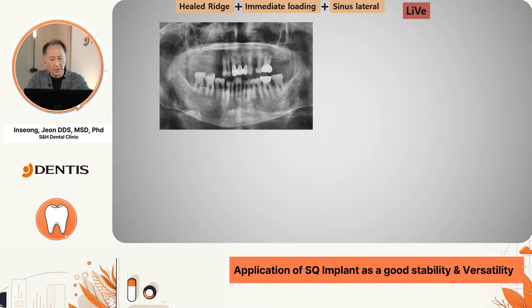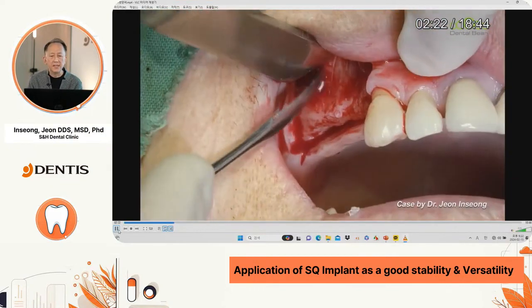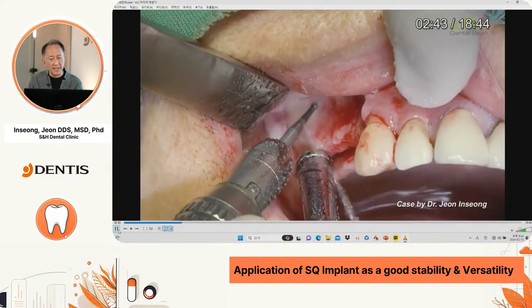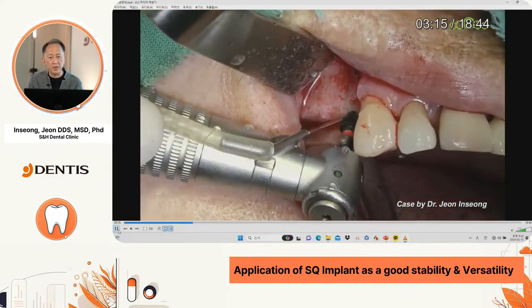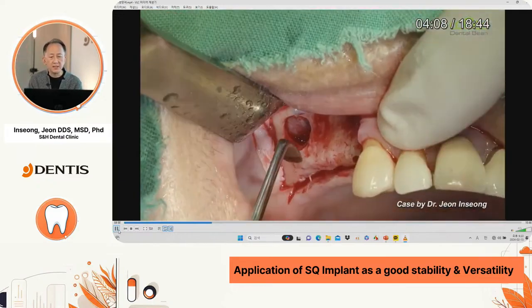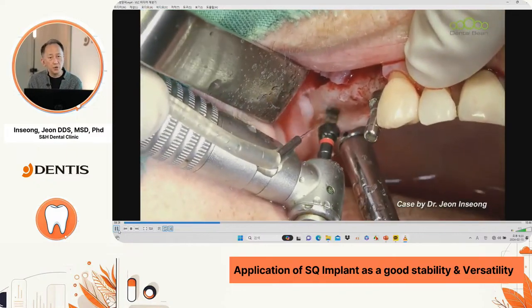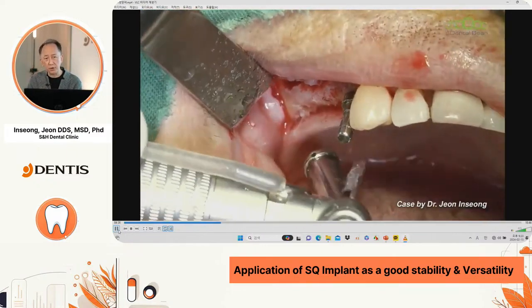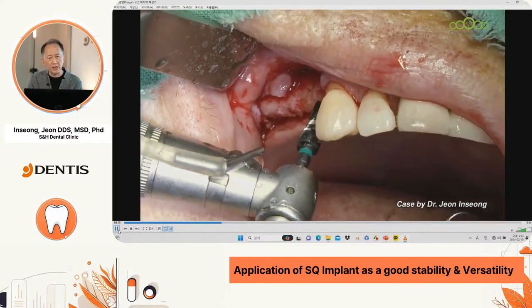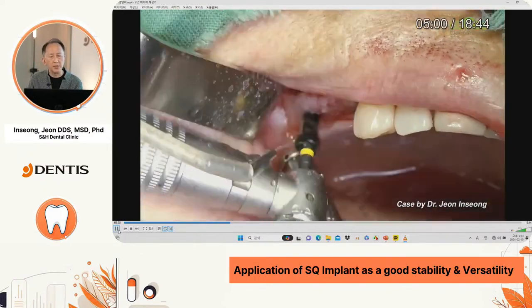Okay, I start the surgery. Upper right side, I will place 3 implants here. At this time, I raise the flap, and then the initial drill here. This is sinus surgery first. Make a lateral window, and then this is the initial drill, and then this is the SQ implant here, one by one. During the drilling, you can check the implant angulation. You know the reason: I will try immediate loading. 3 implants means immediate loading is possible here.